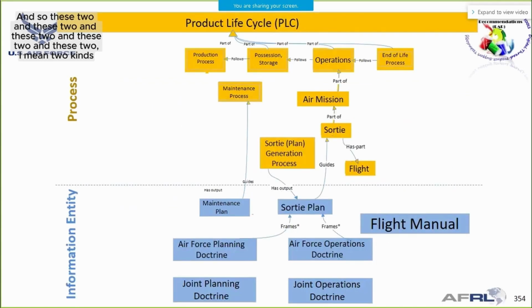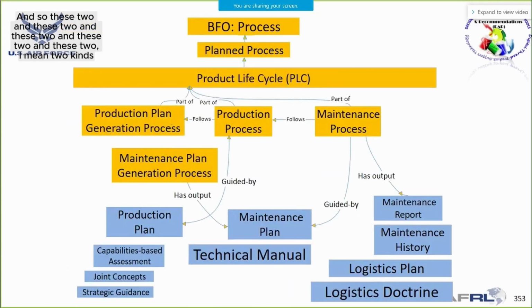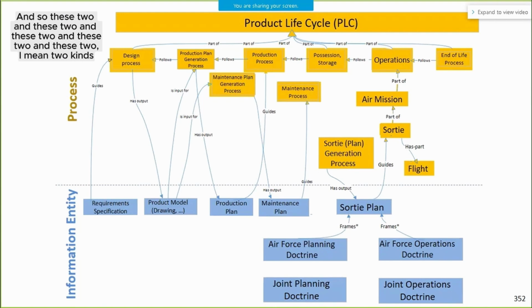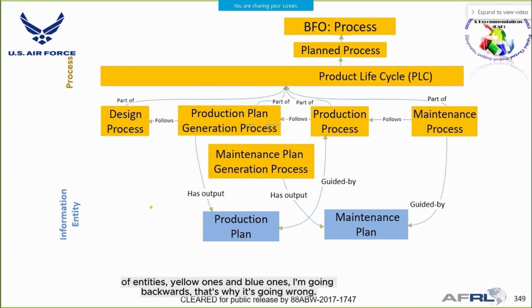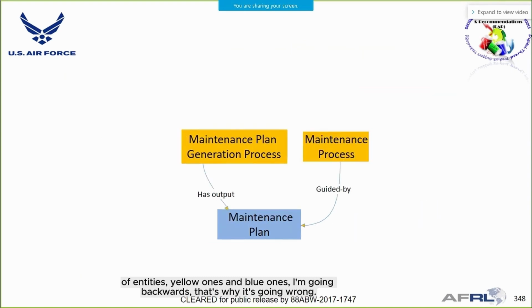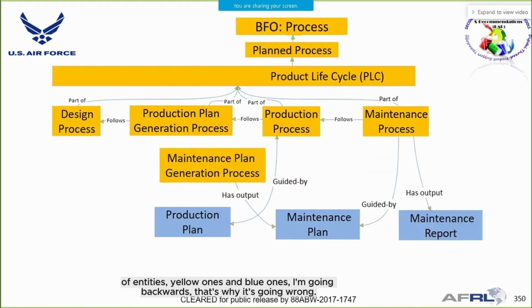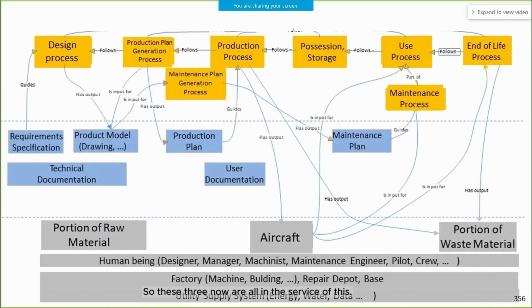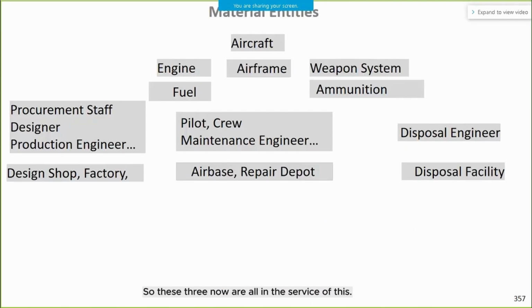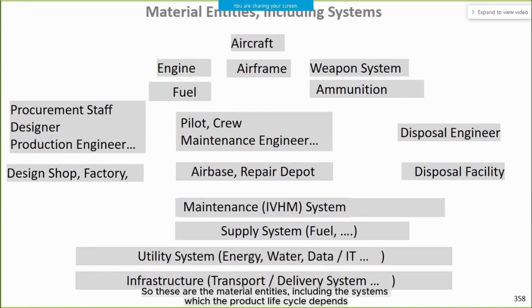And so these two kinds of entities, yellow ones and blue ones. I'm going backwards, that's why it's going wrong. So these three now are all in the service of this. So these are the material entities, including the systems, which the product life cycle depends on.